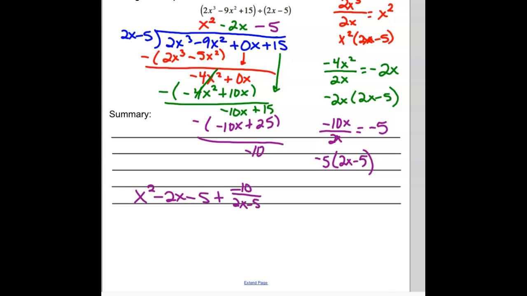All right, so for today you are going to just work on this long division process. Tomorrow we're going to look at a shortcut that can sometimes be used called synthetic division.